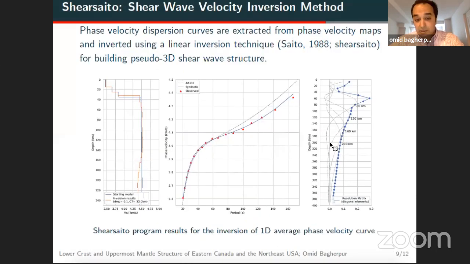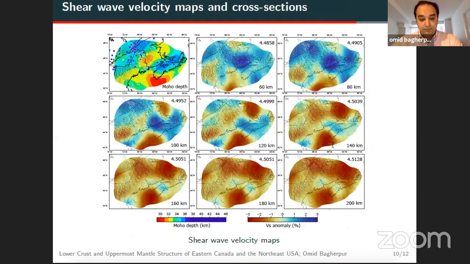That was actually a result of inverting a 1D average dispersion curve for a 1D average shear wave velocity profile. Here you can see the maps generated from inverting the phase velocity maps at all periods. In the ShearCyto program that I described in the previous slide, crustal thickness is also allowed to vary.